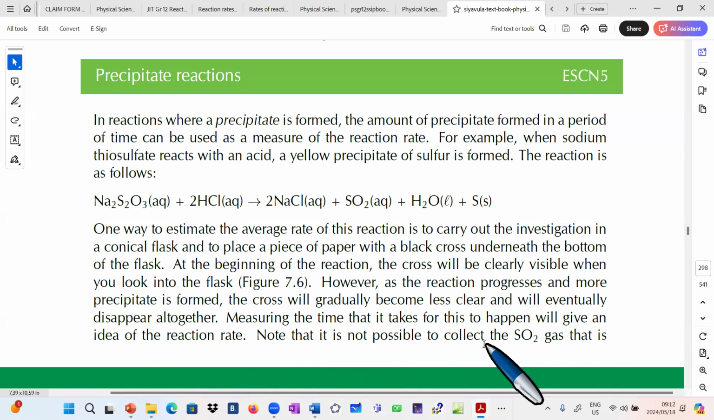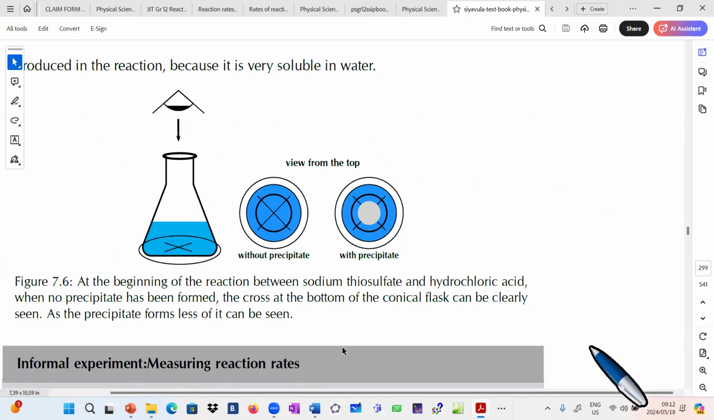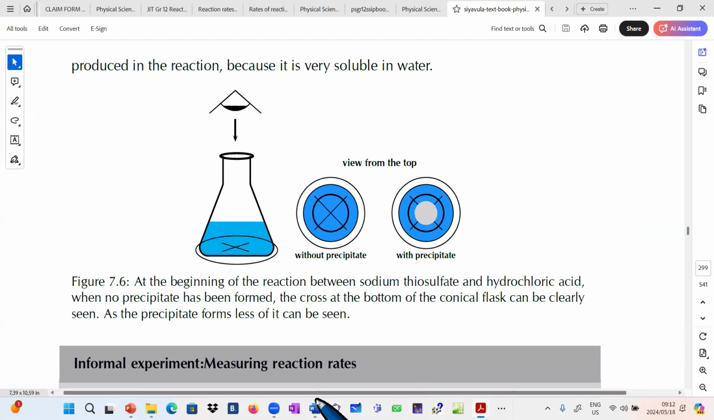Note that it is not possible to collect the sulfur dioxide gas that is produced in the reaction because it is very soluble in water.